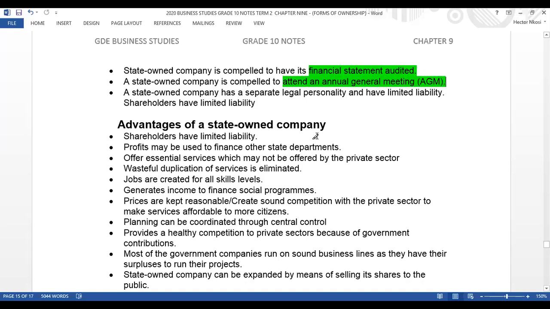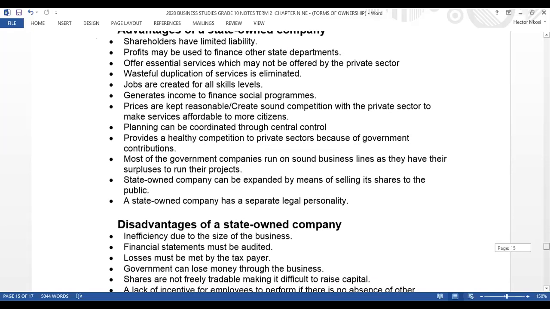A state-owned company has separate legal personality and limited liability. Sorry, shareholders have the limited liability, basically, right? So that's what they tell us here, boys and girls, that your state-owned company has a separate legal personality and your shareholders have limited liability.